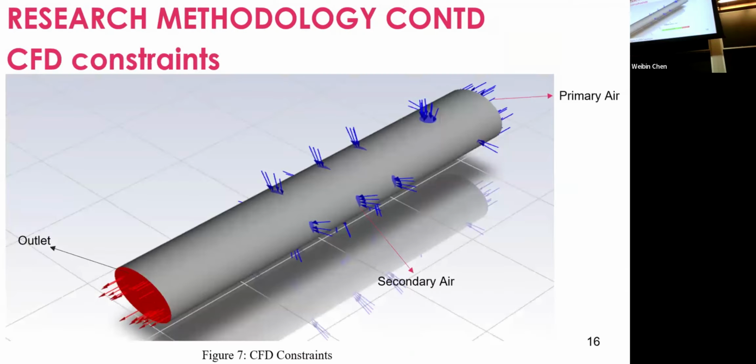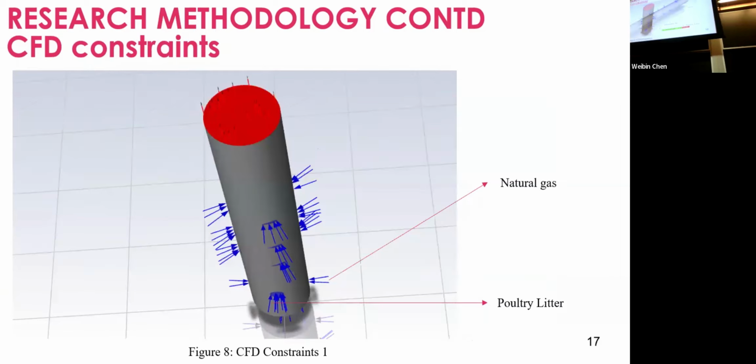So, okay, this is showing us the CFD constraint, which will be the primary air as well as the secondary air, and this is the outlet. This is showing us where the pilot is coming from and where the natural gas is coming from.